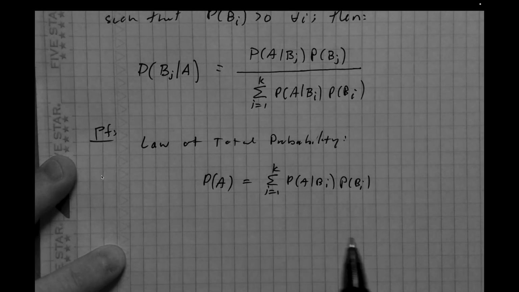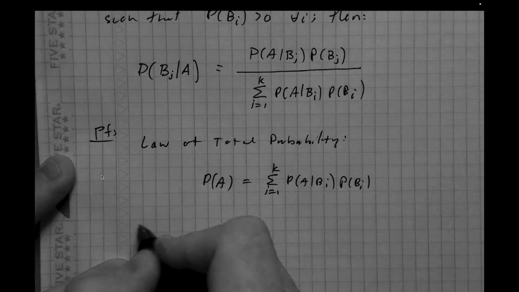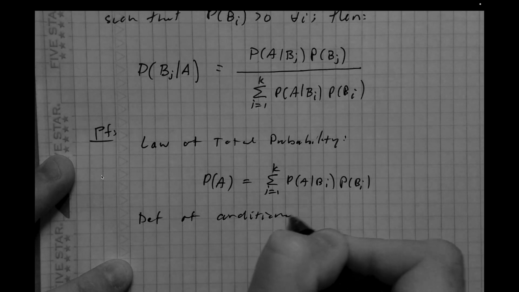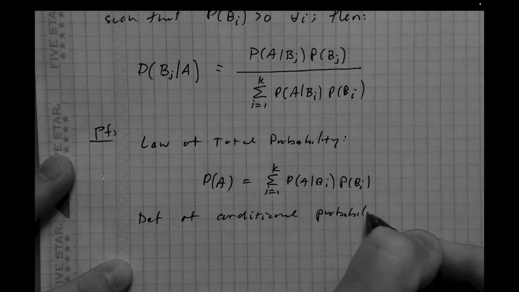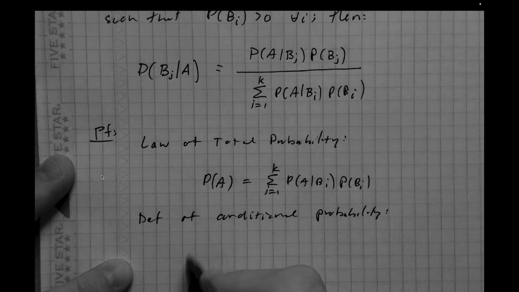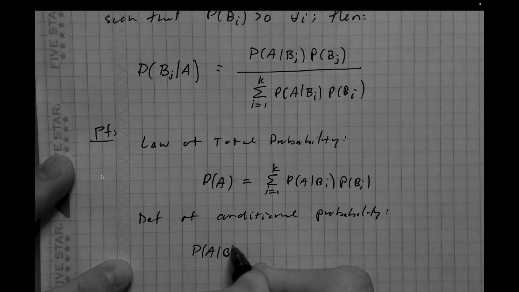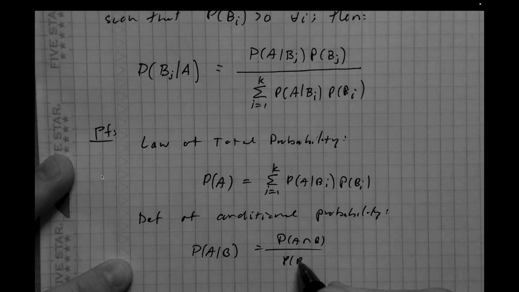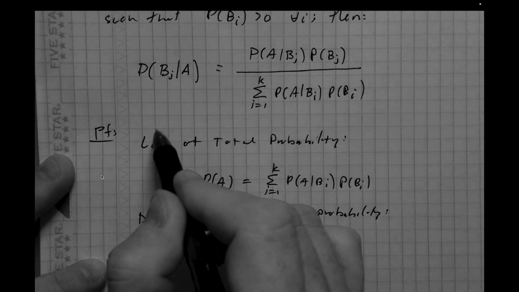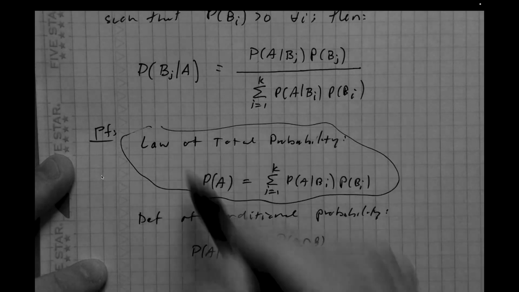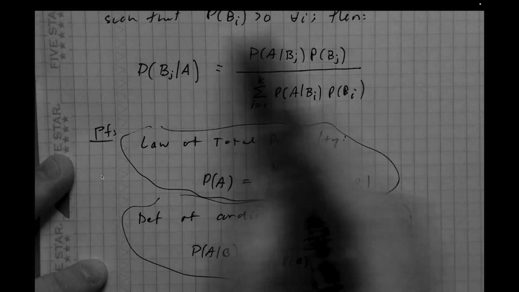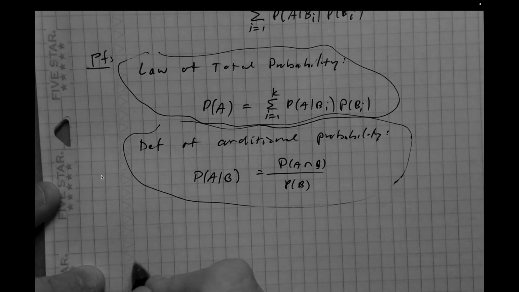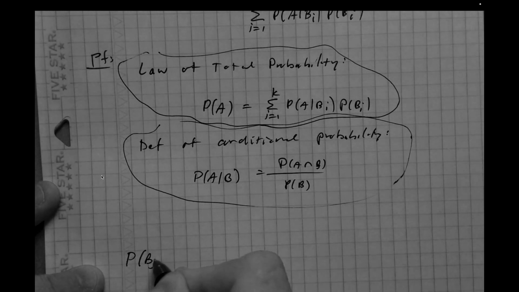Right, so remember that's the law of total probability. Now, the other thing you need here is the definition of conditional probability. What does it say? Well, remember it says the probability of A given B is equal to the probability of A and B divided by the probability of B, right? So these are the two things that you need to prove Bayes' rule. And so what is Bayes' rule saying? Well, what we're interested in there is the probability of Bj given A.